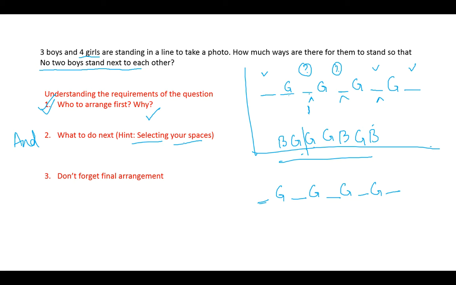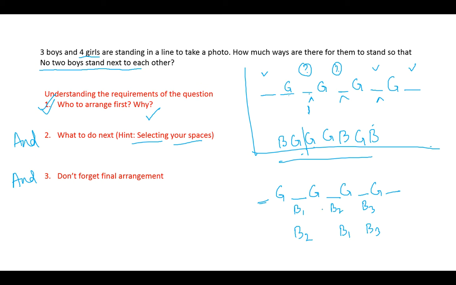you have to select the spaces in which you put the boys, and don't forget that after you've put the boys you also need to arrange them. For example, suppose I put b1 here, b2 here, and b3 here. Now this is one selection that is possible, but I can also arrange the boys with b2 here, b1 here, and b3 here. As we have discussed before, the spaces that have been selected are same, but the arrangements are different, right? And we have to arrange the boys in this question, understand?